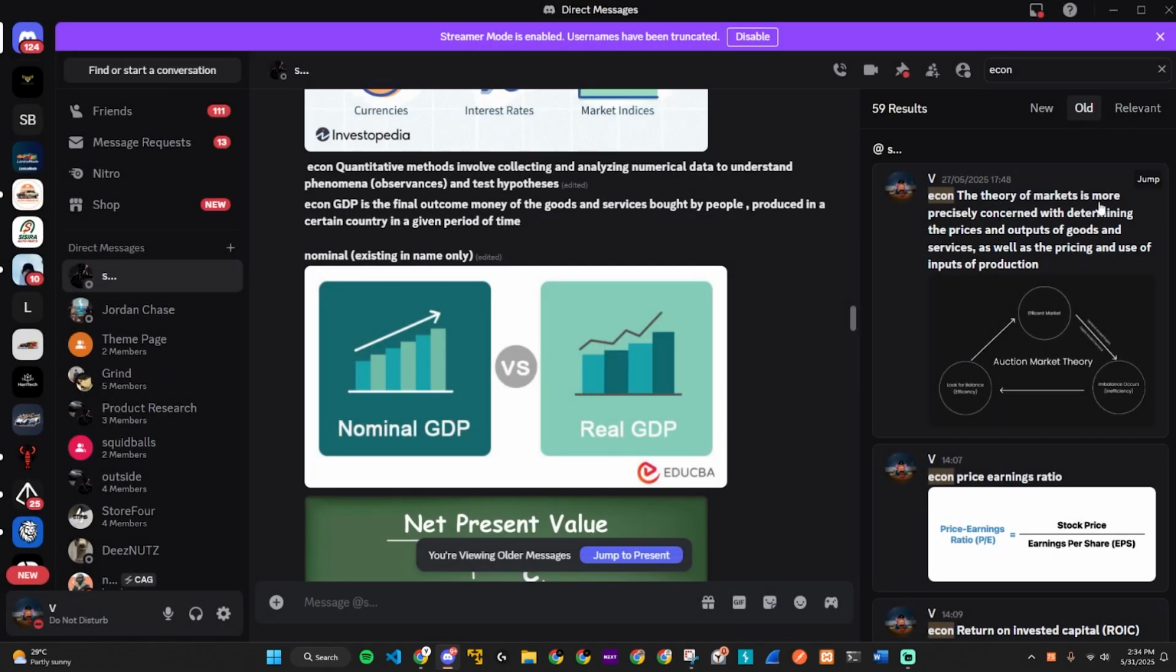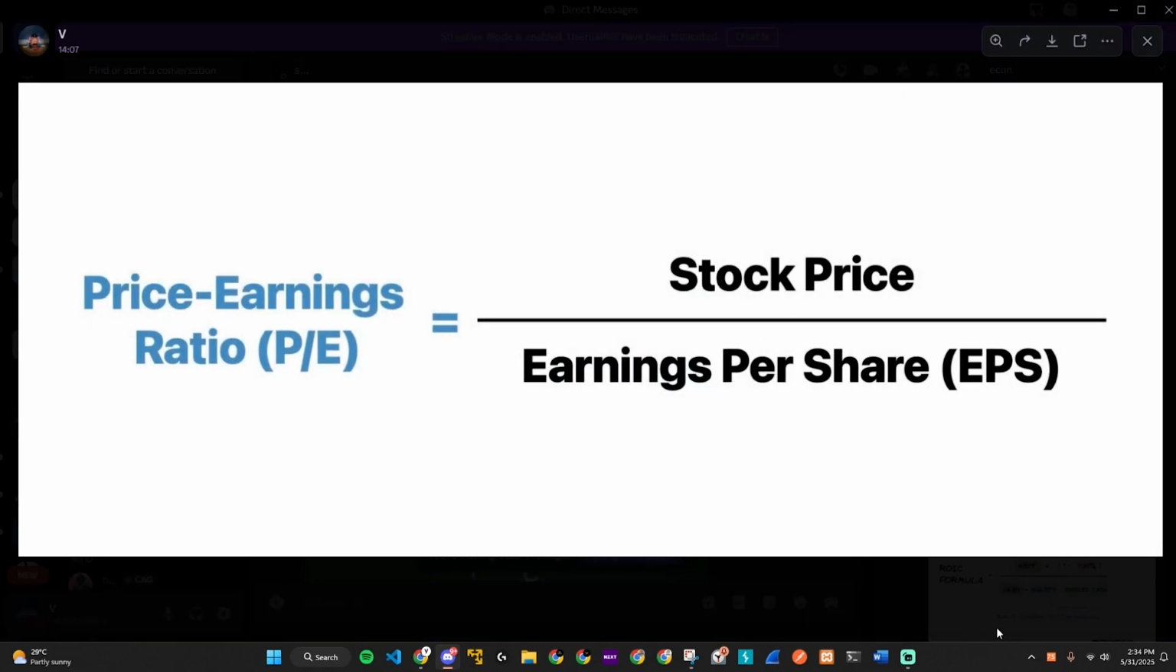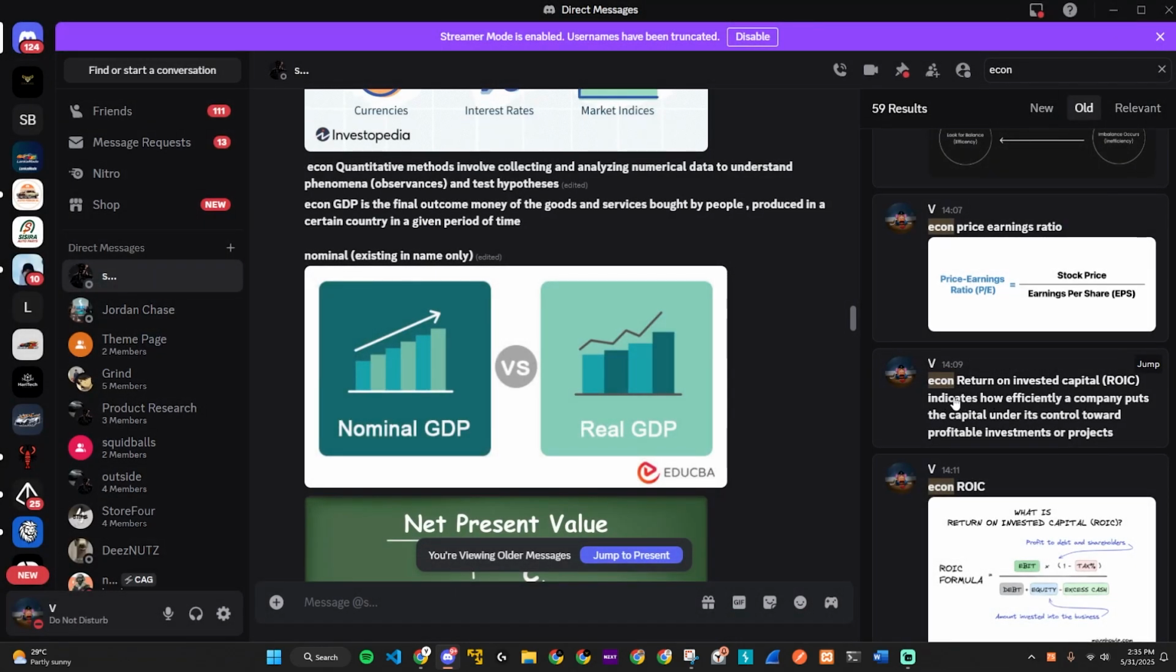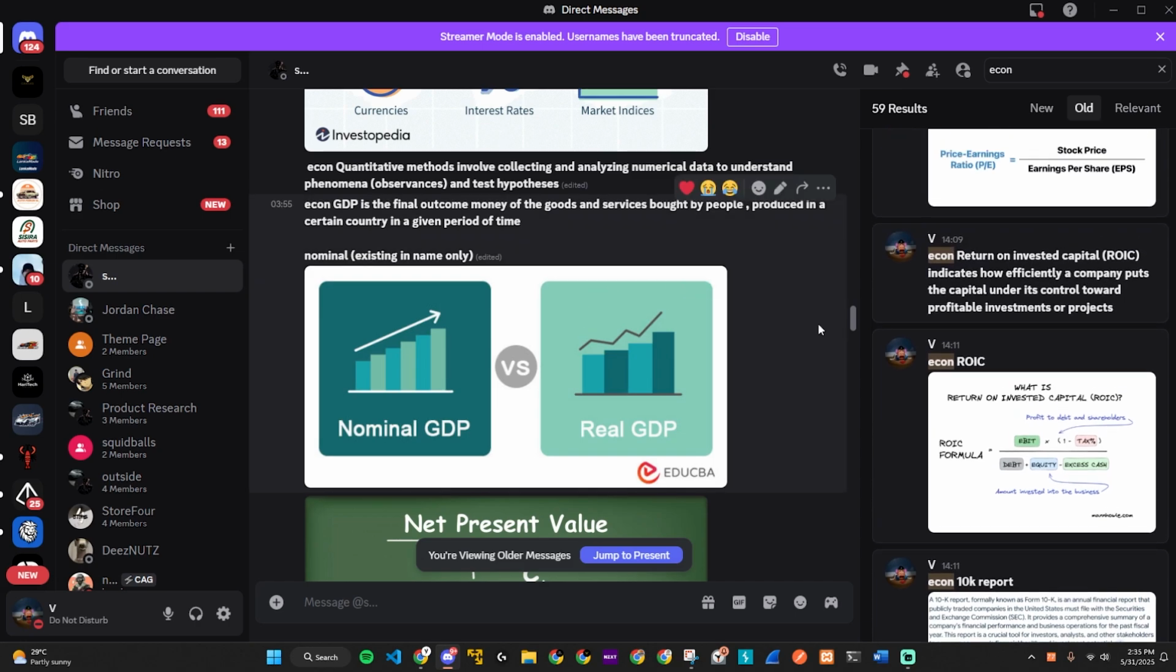Right, auction market theory. Price earnings ratio is the stock price divided by the earnings per share. Return on invested capital indicates how efficiently a company puts the capital under its control toward profitable investments or projects, right? So it's the return you get on invested capital.